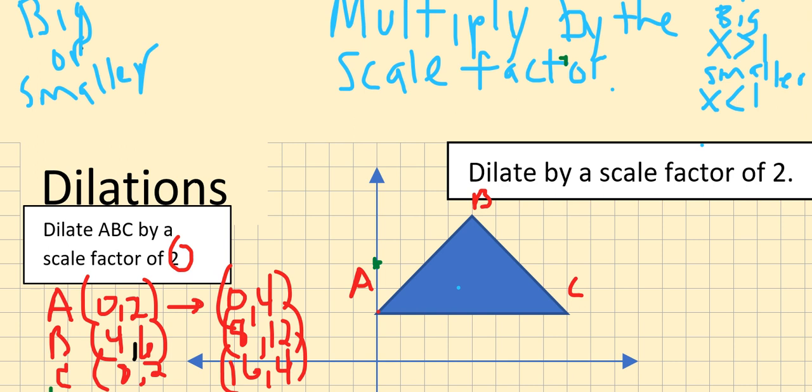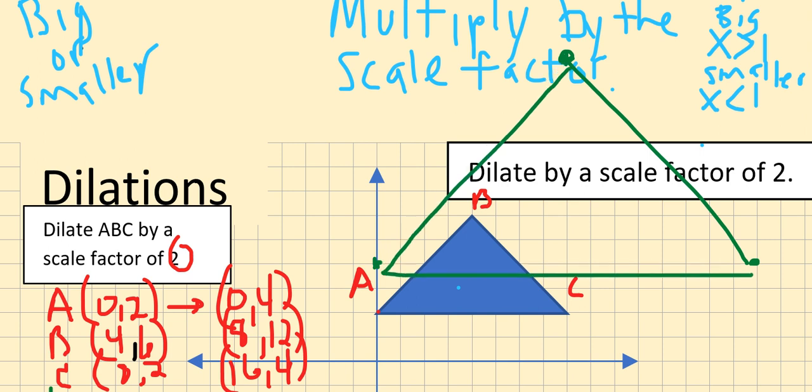It goes off my paper. Oh my gosh, what am I going to do? You're going to plot the point off the paper. Okay? No big deal. And then C is going to be 16, 4. Plot the points, connect the dots. See how it got bigger?